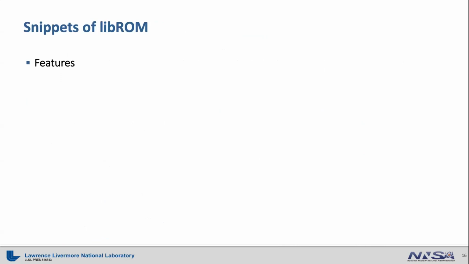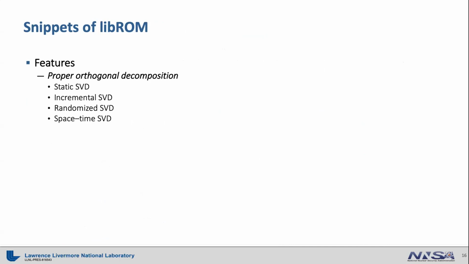LibROM is a C++ library for reduced models. It has several features. First, LibROM can do efficient proper orthogonal decomposition using various singular value decomposition techniques, such as the static SVD, incremental SVD, randomized SVD, and space-time SVD, etc. Especially the incremental SVD is very powerful if you deal with large-scale simulation data, and you can build the POD basis as the simulation is running.